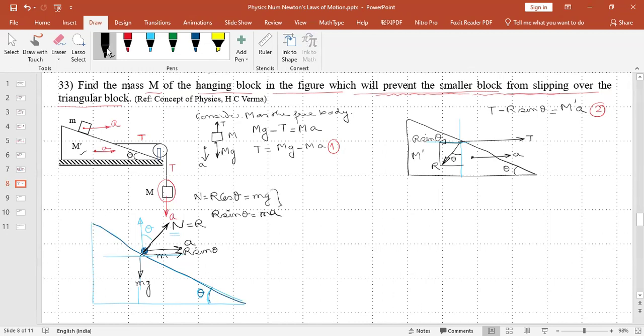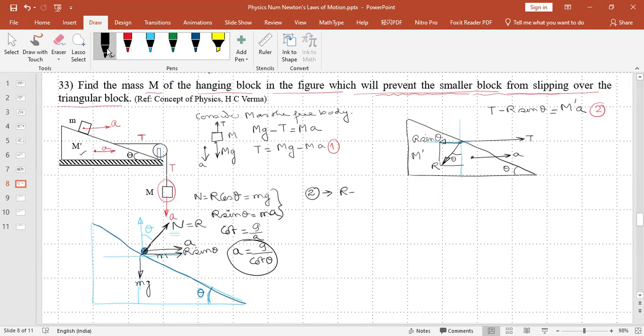Dividing these two equations, we find that tan theta is equal to g by A, or we find A equal to g cot theta. This is one very important parameter. Now let us look at equation 2. From equation 2, what do we get?